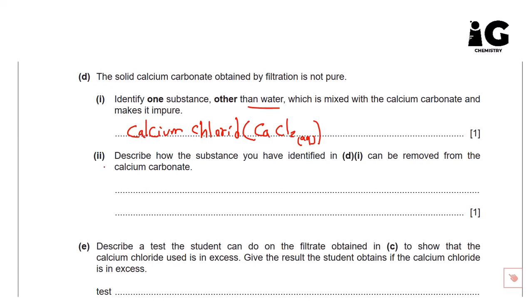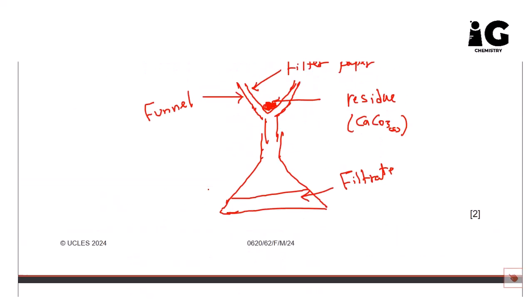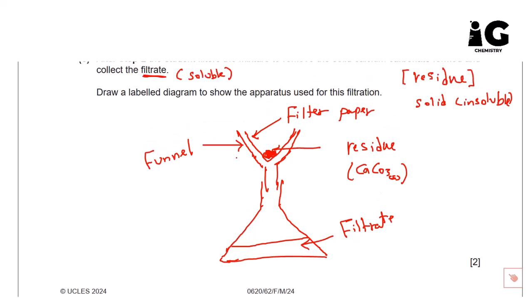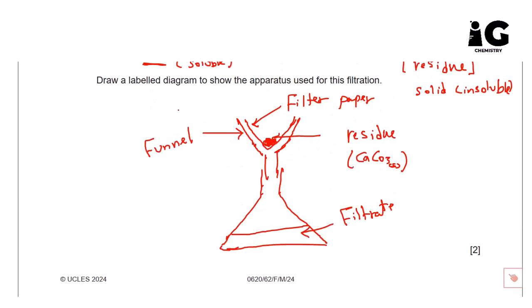Second one, double I, describe how the substance you have identified in Di can be removed from the calcium carbonate. Again to the drawing, how can we remove this residue of calcium carbonate, which is solid? It's contaminated with some calcium chloride or sodium chloride. I think the easiest method is to add distilled water to rinse this residue. So now it's pure. We need to pour distilled water on this residue, the calcium carbonate solid, so we can rinse and make it clean.